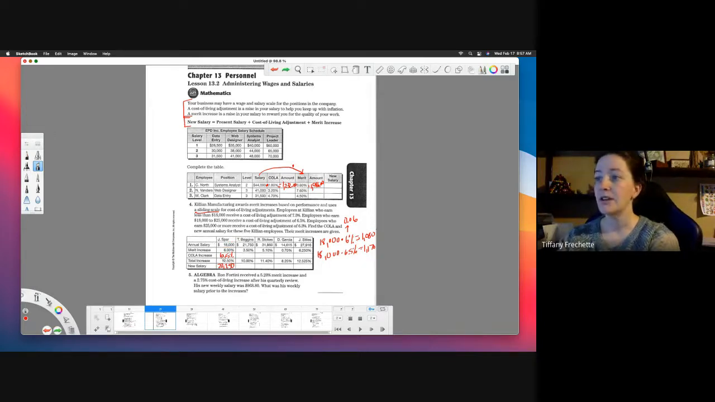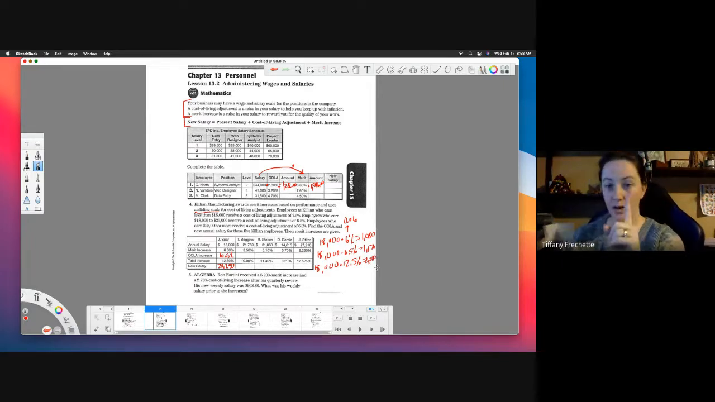The other thing they also do here is they're showing you that you can add straight down. So you can say 6 plus 6.5 gets you 12.5%. You can add the 2 percentages together and then just multiply once. So you go 18,000 times 12.5%, and 12.5% times 18,000 is 2,250.